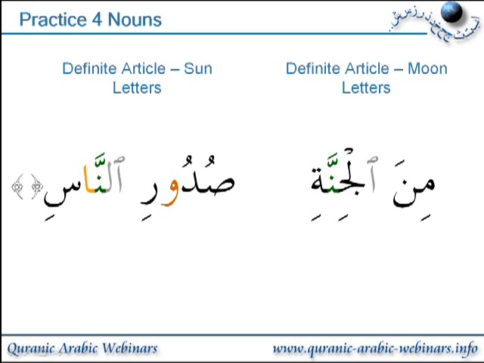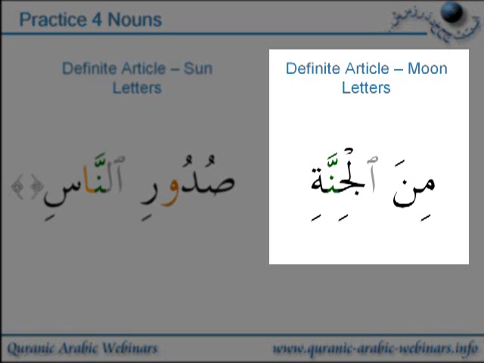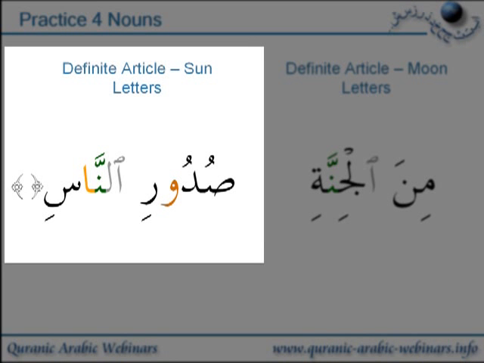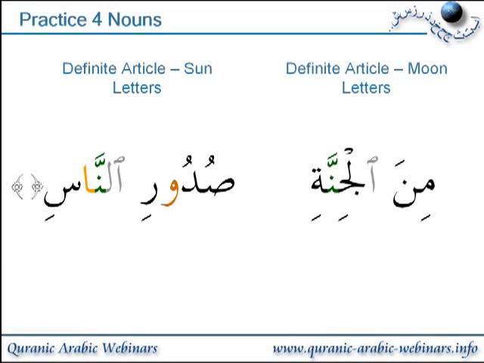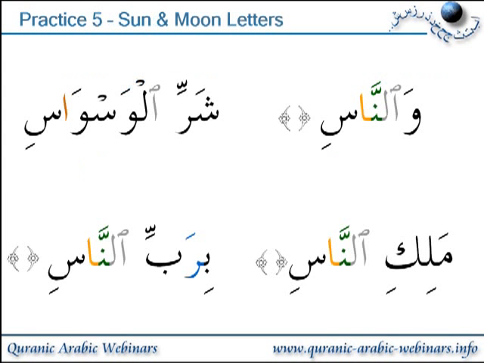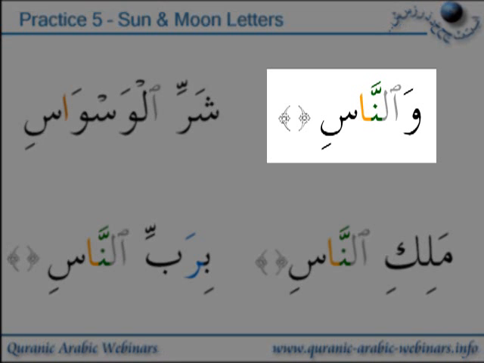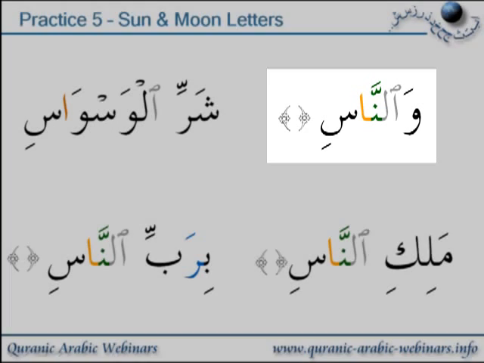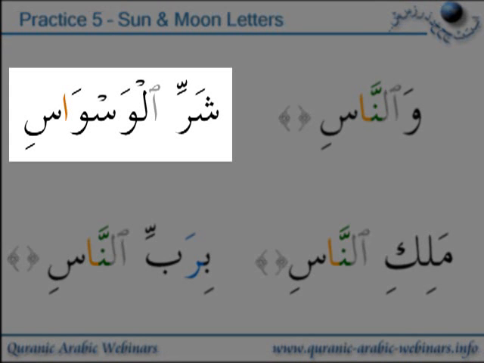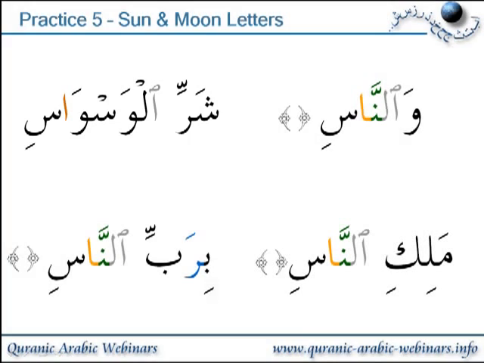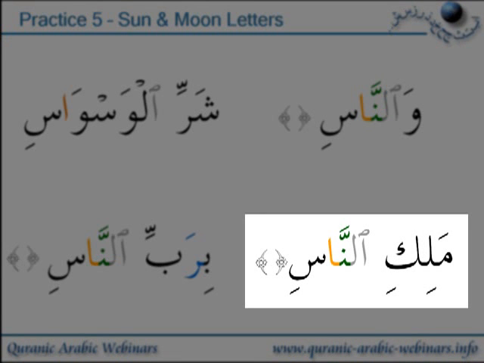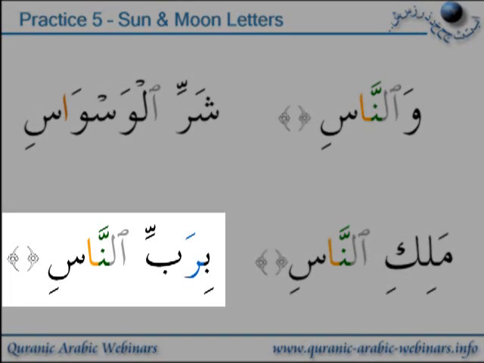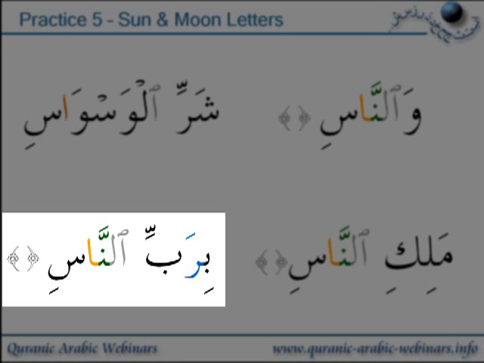So the first example with one of the moon letters is Min al-jinnati. And an example of one with a sun letter, Sudurin nas. So now we'll do a practice with some words with the sun and moon letters. Wan nas. Sharril waswasi. Malikin nas. Birabbin nas.